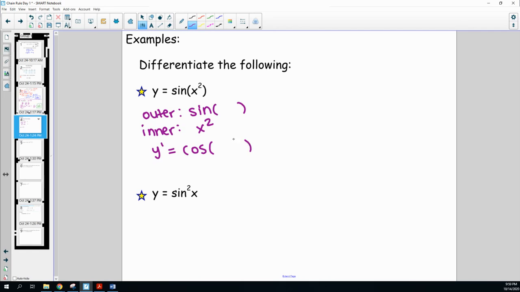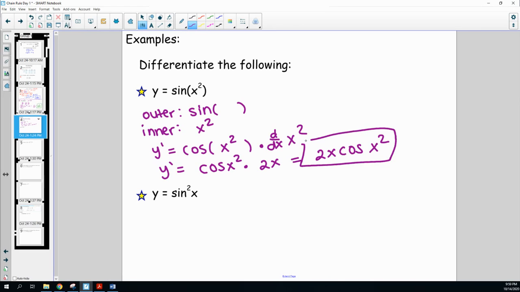And then it's evaluated at the inner function. So the inner function is x squared. And then we're going to multiply it by the derivative of the inner. So again, I'm just going to write it like this so we see where it's coming from. Okay, so it's the derivative of the inner. So this is going to be cosine x squared times 2x. So I'm just going to flip-flop my order just because I like to have it like that. So 2x cosine x squared.